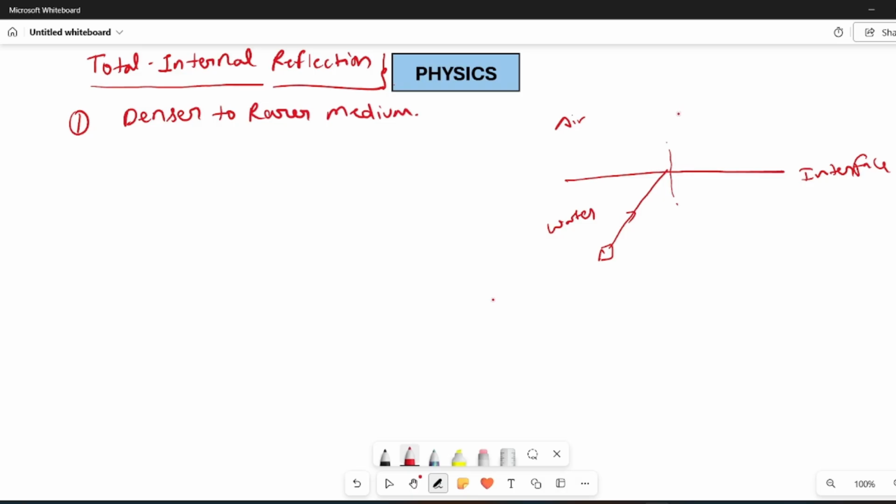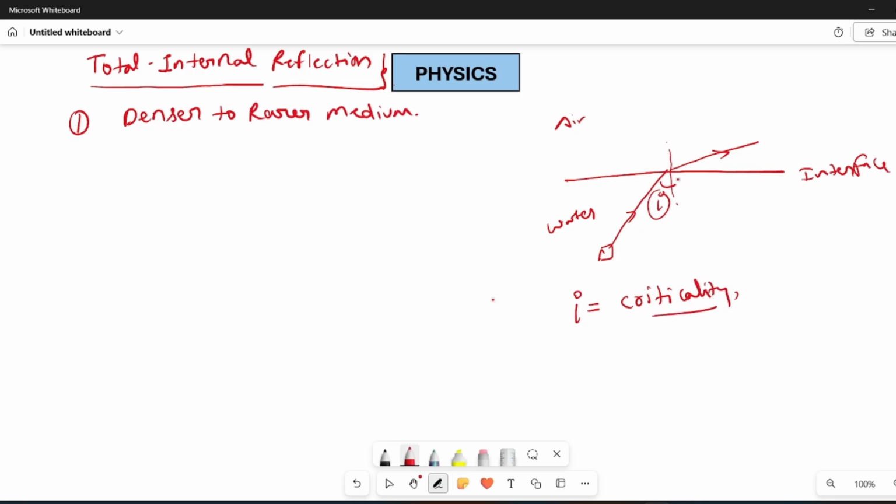From rarer to denser, it bends towards the normal. From denser to rarer, it bends away from the normal. So in which direction is it going to bend? Away from the normal. So the meaning is, if I keep on increasing my angle of incidence, my angle of refraction is going to be maximum. And there will come a particular point where my angle of incidence is going to reach criticality.